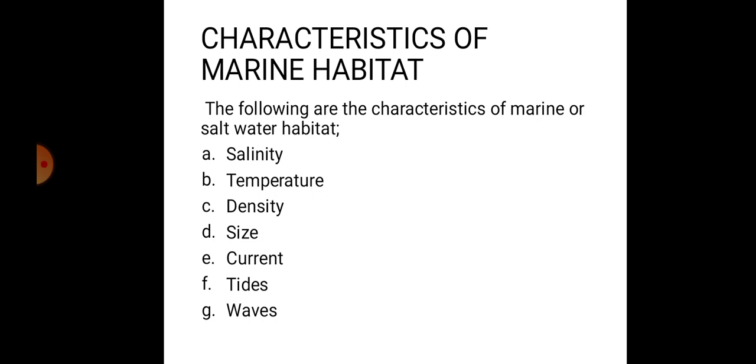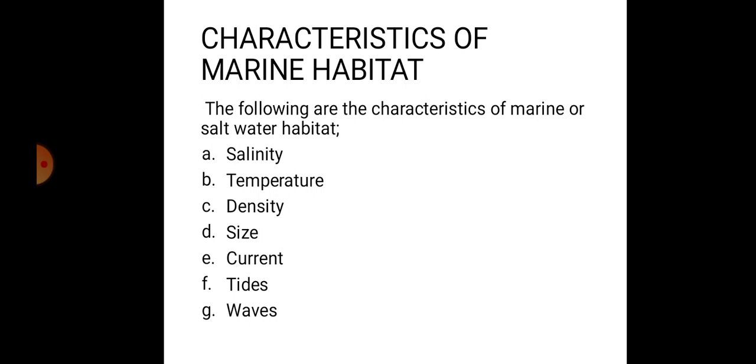We have another characteristic, which is density. Density is one of the characteristics of marine water habitats. The density of marine water is high, hence many organisms can float in it. The density of marine habitat is very high compared to that of freshwater habitats.